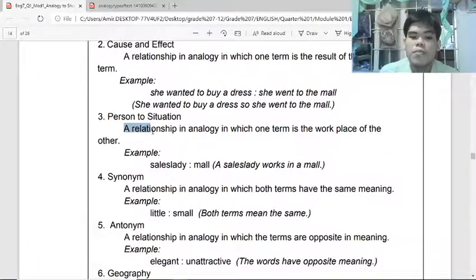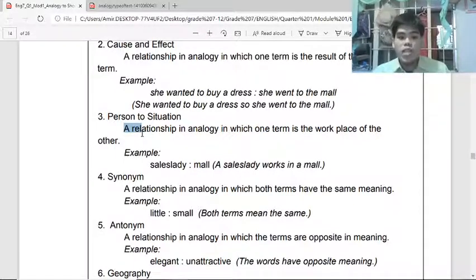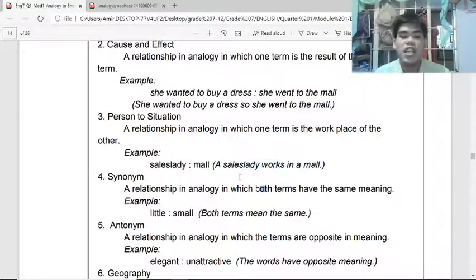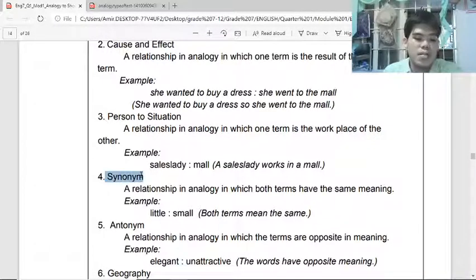Person to situation. A relationship in analogy in which one term is the workplace of the other. So we have the sales lady, and where should that person be working? In a mall. So a sales lady works in a mall. The other examples: police is to station, teacher is to school.